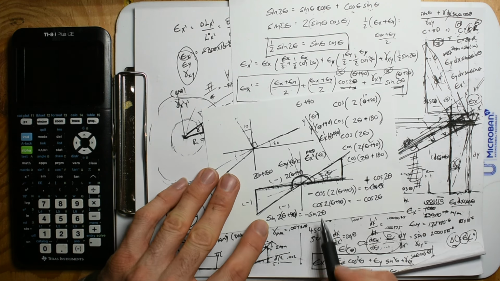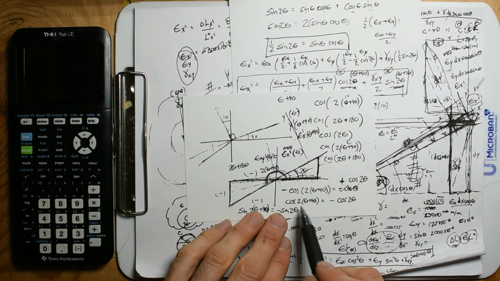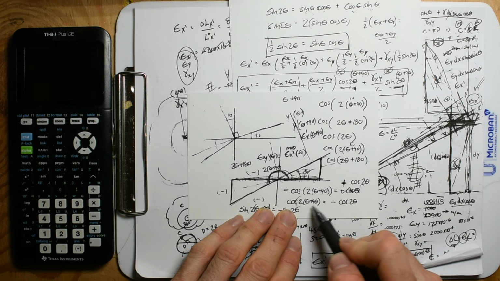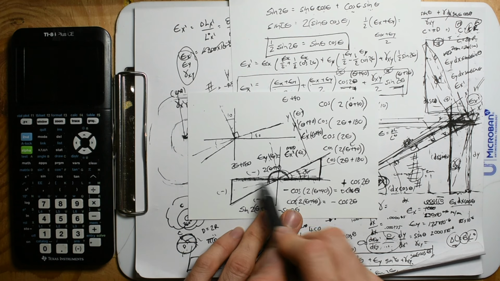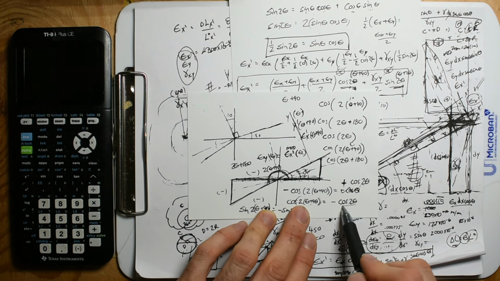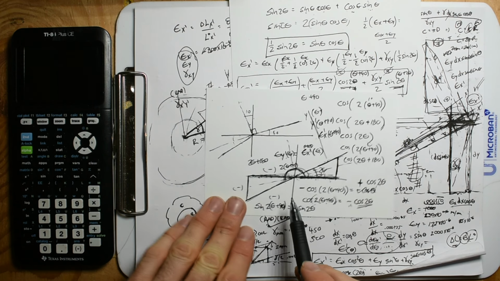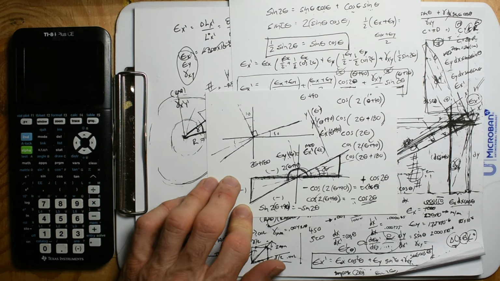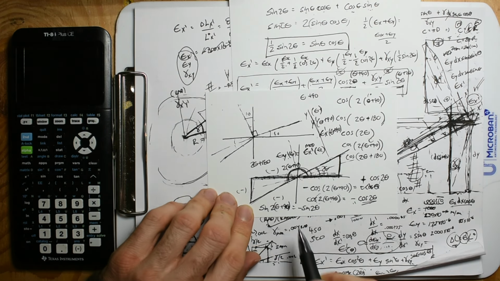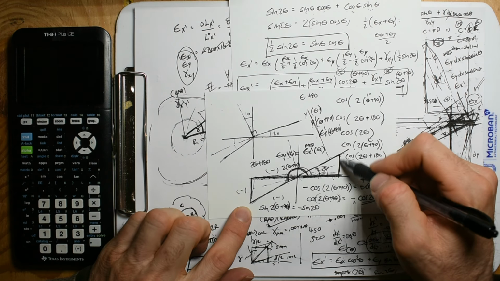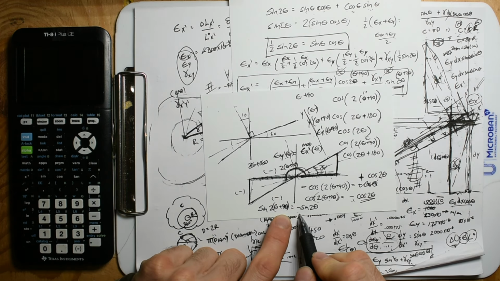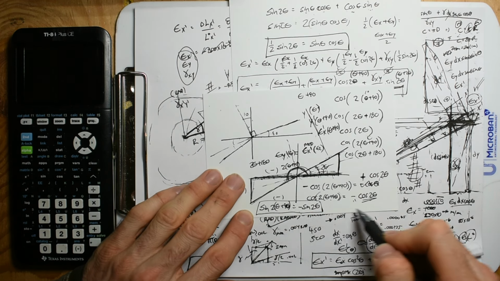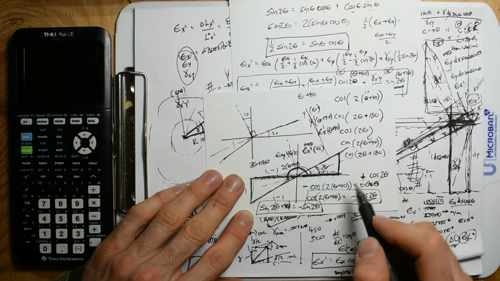It's just going to be negative. So this component, cosine of 2 theta plus 90, is just going to be cosine 2 theta, but negative. Sine of 2 theta plus 90 is just going to be sine 2 theta, but negative. So those are our two things that we will use.